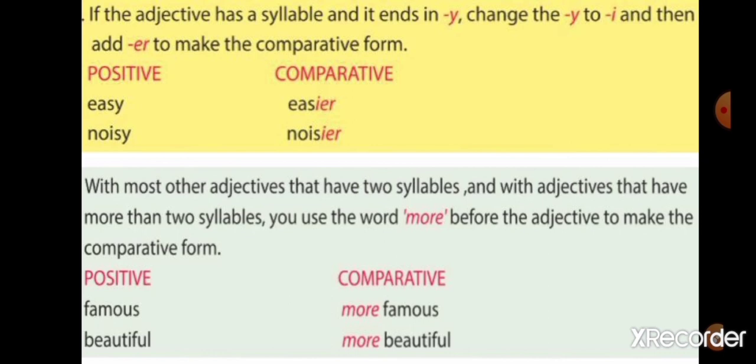rule is when the adjectives are of 2 or more syllables. At that time we have to use more before the adjective. What we have to use? More. Like famous. Listen, famous. Here we have 2 syllables. Famous. So here more will be added to make it comparative.